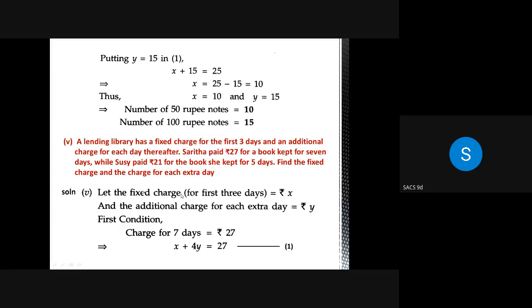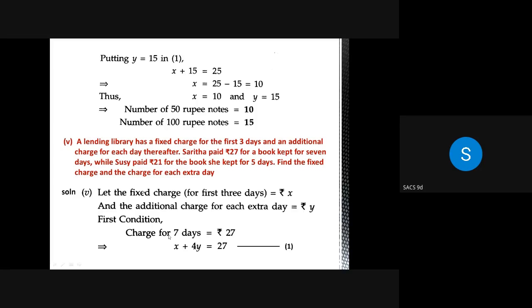So I will take the fixed charge. That means for the first 3 days, if you are taking the book, it is fixed at rupees X. Thereafter, for each extra day, the person has to pay Y rupees. So if the book is kept for 5 days, 3 days fixed charge will be paid, and for the next 2 extra days, Y rupees will be paid.